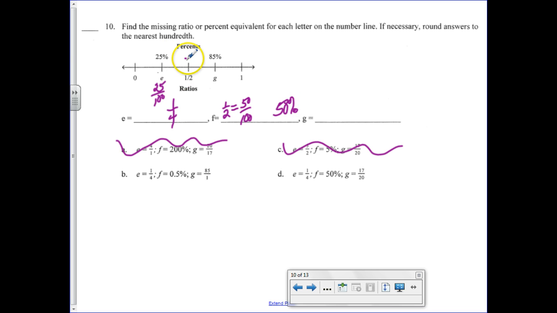Cool? 50%. And G, 85% is 85 100ths as a fraction. In simplest form, that's 17/20ths. I find which one matches there. Oh, do you see how they're trying to mess with you? Watch out for that. Same thing with G being really off there. So your answer for this is D. Make sure you show me some work.